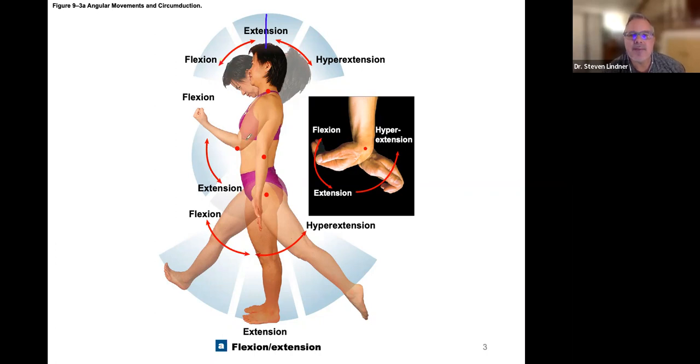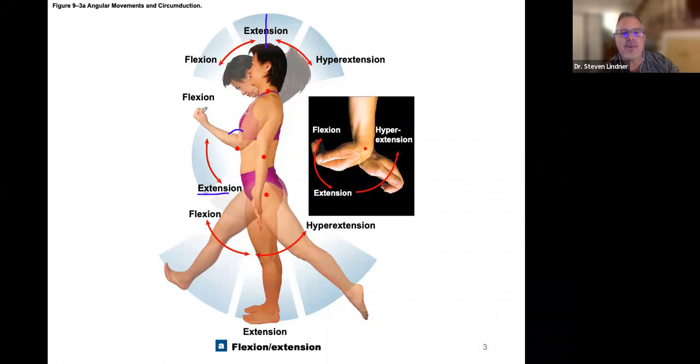When we look at the elbow, once we decrease this angle here, that's flexion. And once we open it up and lower this, now we have extension. Same thing with the hip. If we start in neutral position and we decrease the angle, we're flexing. Once you go back to neutral or anatomical position, you're in the process of extension. But once you go past anatomical position, we're now hyperextended.